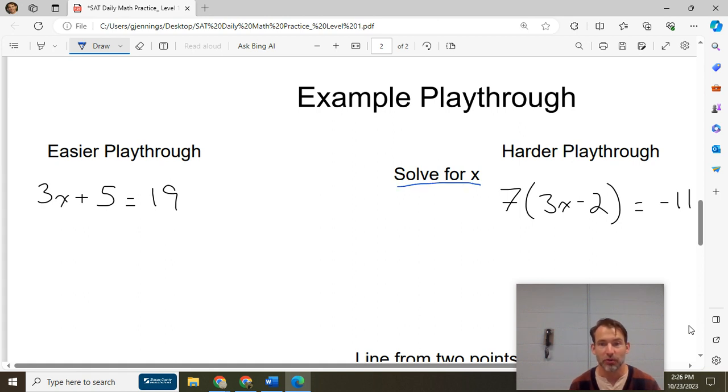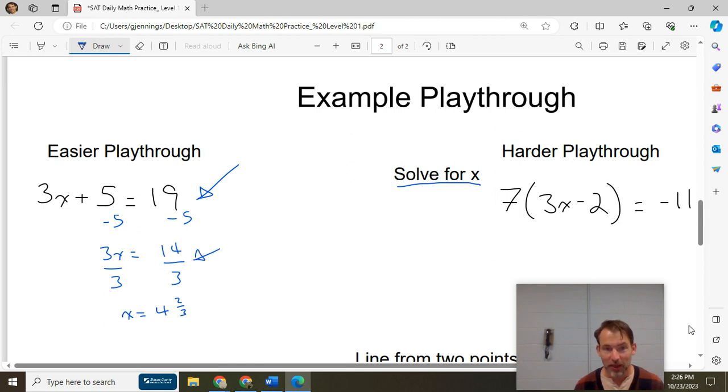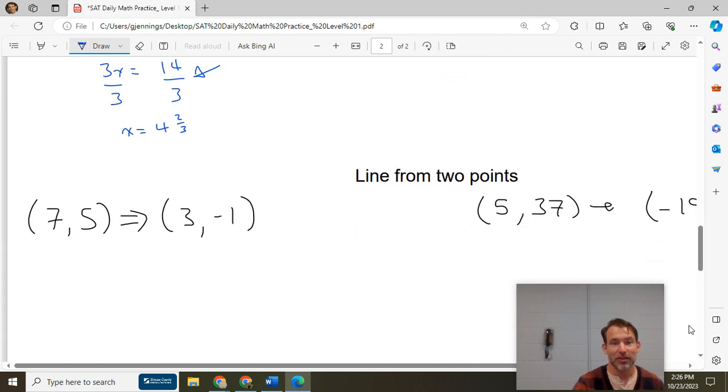Our first skill is to solve for x. So I create this equation randomly, and then it's got a mystery x in it. Let's solve it. My steps would be to subtract 5 from both sides. I get 3x equals 14, and then I divide both sides by 3, and I get x is equal to 14 thirds or 4 and 2 thirds. But on the SAT, I would code it that way, 14 over 3, or 4.66 would be fine. So that's the easier one.